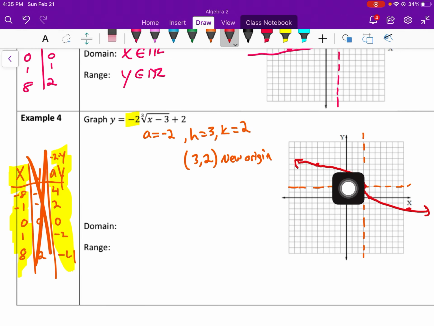Domain, again, cubic. So we can have negative and positive values. So x is an element of all real, and y is an element of all real.